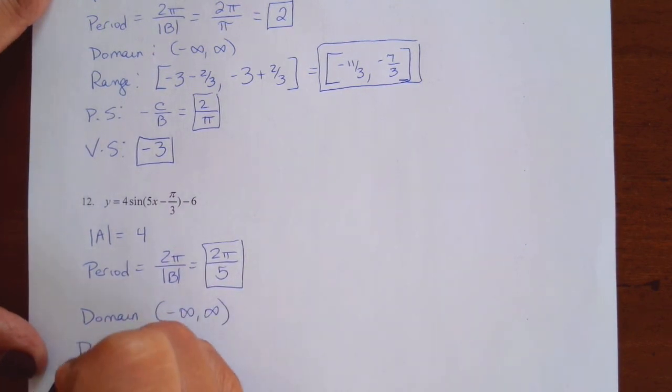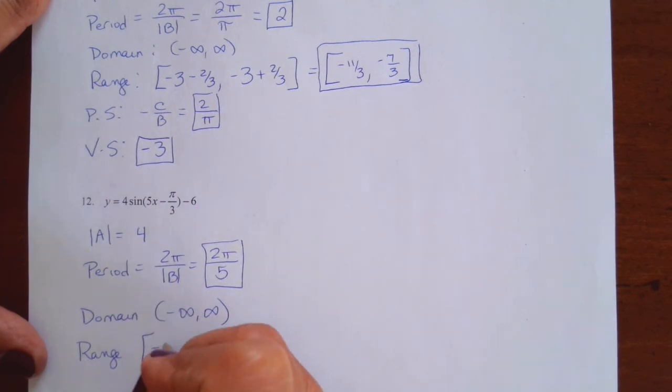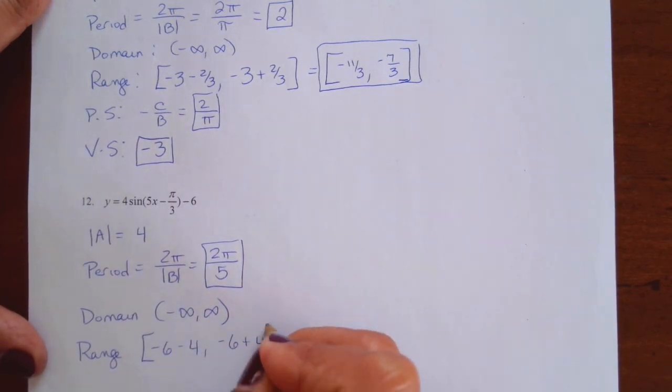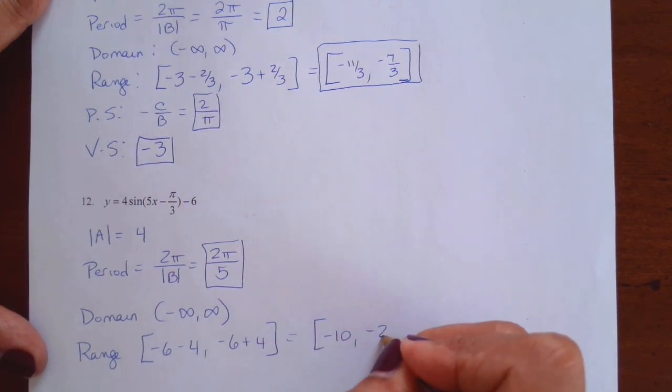The range, D minus A, so negative 6 minus 4 to negative 6 plus 4. So that goes from negative 10 to negative 2.